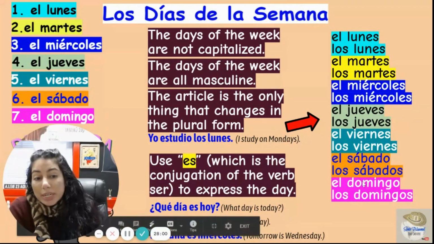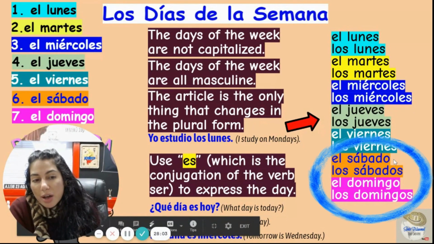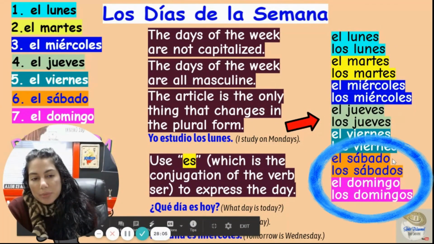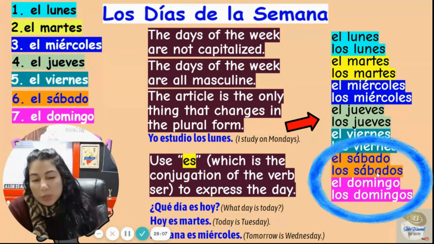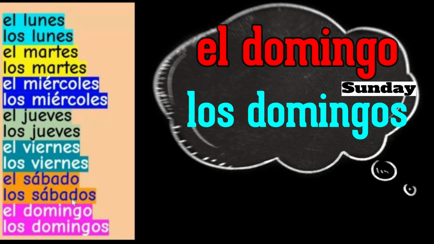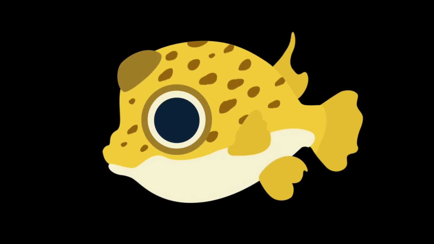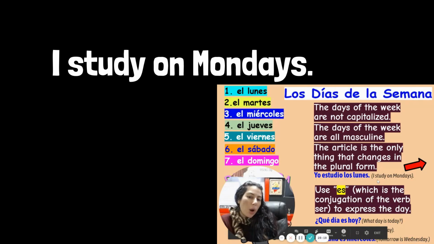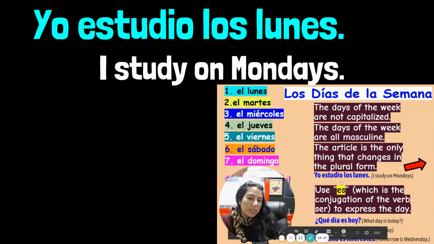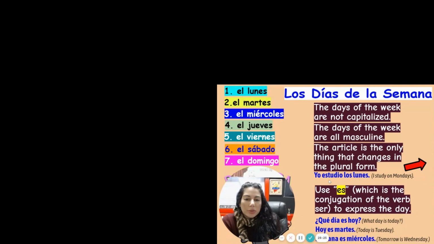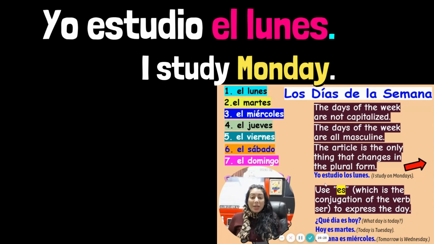Now, el sábado and el domingo, because they don't have the S at the end, then you can add it when you're saying more than one. So, el sábado, los sábados. El domingo, los domingos. If you want to say, I study on Mondays, you would say, yo estudio los lunes. Or if you want to say, I study Monday, you would say, yo estudio el lunes.